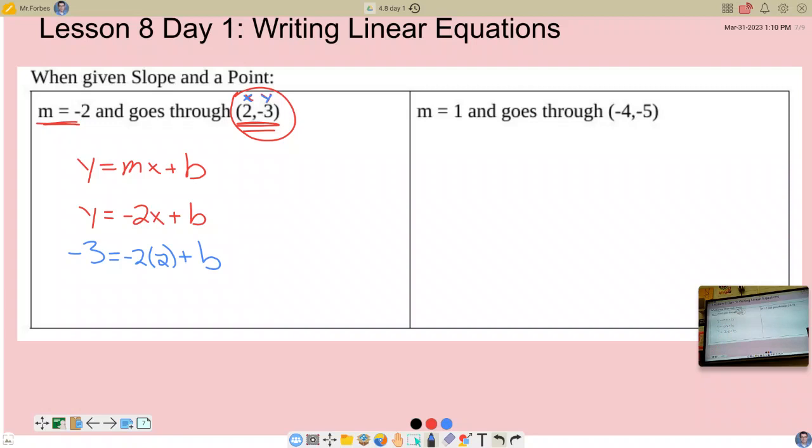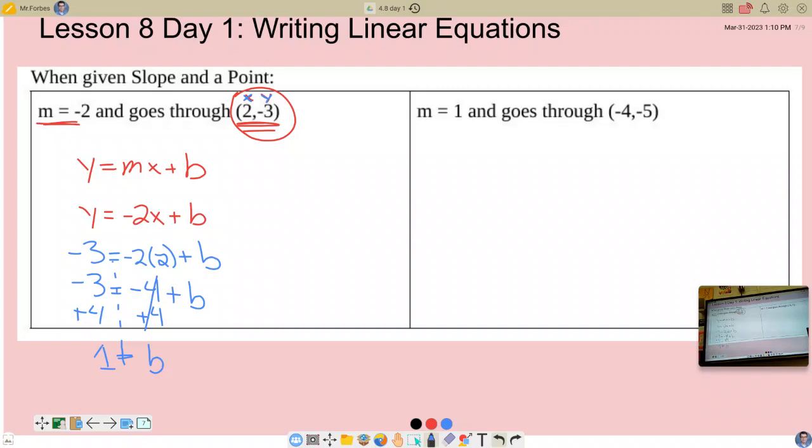This is just solving an equation like we've done a bajillion times. So negative 2 times 2 is negative 4. So negative 3 equals negative 4 plus b. So then I want to get rid of the negative 4. How do I get rid of the negative 4? Plus 4. Yep. Add 4 to both sides. This is gone. I'm left with b equals negative 3 plus 4, which is positive 1.